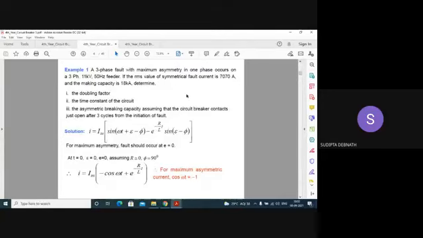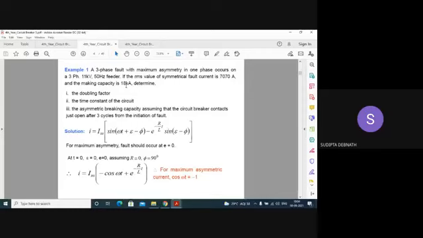This is a peak value of the symmetrical fault current, that means steady state current. And making capacity is 18 kiloampere. It is given in ampere, so instead of making capacity, it should be written making current. Anyway, if it is written making capacity, you should understand that it is the making current. What is the making current?